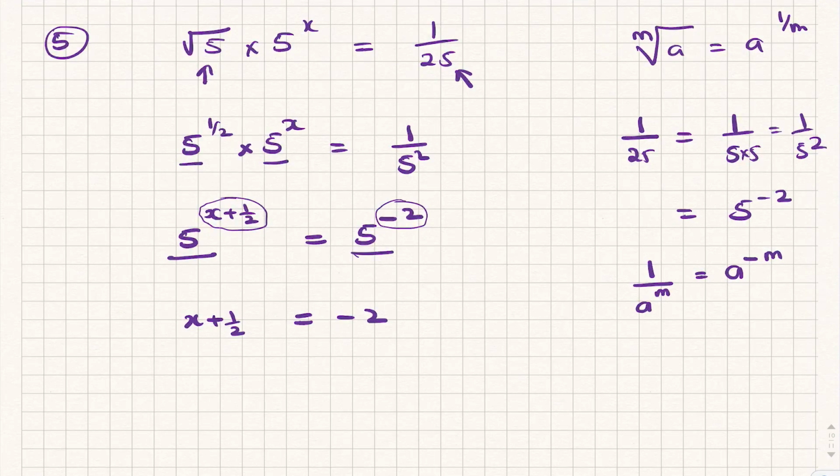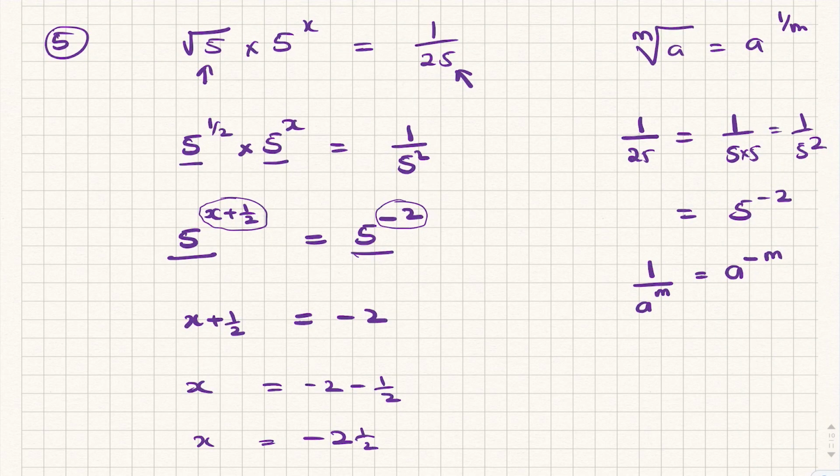And therefore, all you need to do is take the a half to the other side, or take away a half from both sides. So you're going to get x equals minus 2 minus a half. X equals minus 2 and a half.